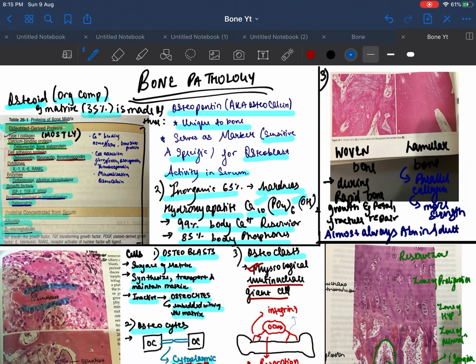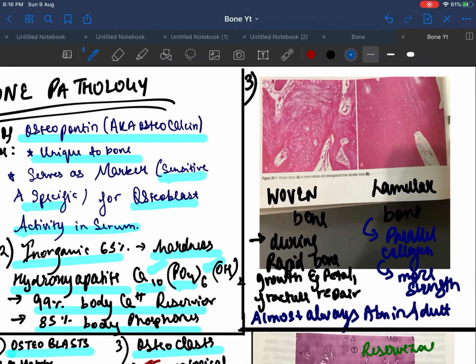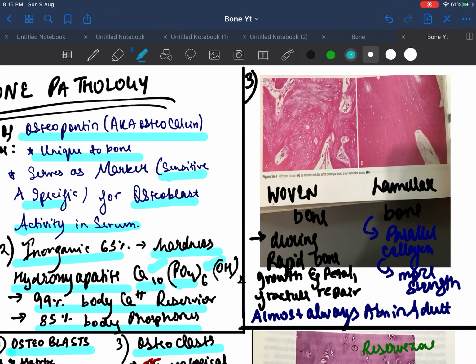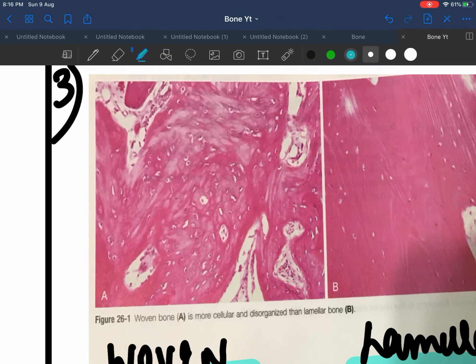Okay, so there are two patterns of bone present in our body. One is the woven pattern of bone, and one is the lamellar pattern of bone. You can see the woven pattern is very much disorganized as compared to the lamellar pattern. This is the woven pattern and this is the lamellar pattern. The woven pattern is very disorganized as compared to the lamellar pattern, and you can also appreciate a lot of cellularity in this as compared to the lamellar pattern.